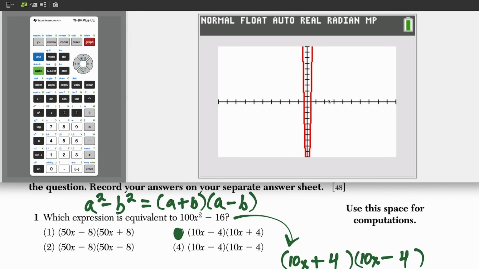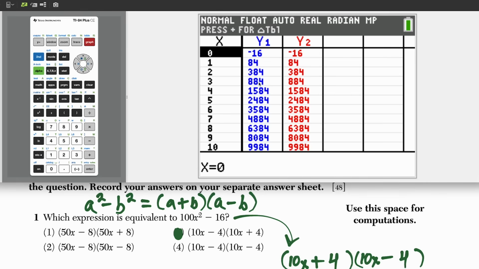And notice that the two graphs here completely overlap. If we press second graph and go to the table, notice that all the y values match for each value of x. So that tells us that these two expressions are equal.